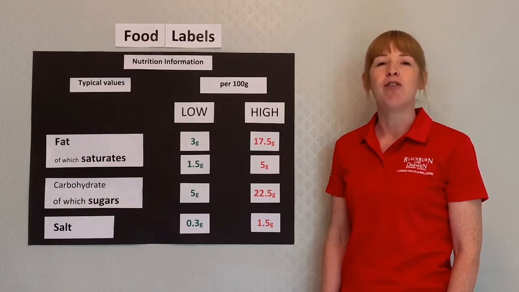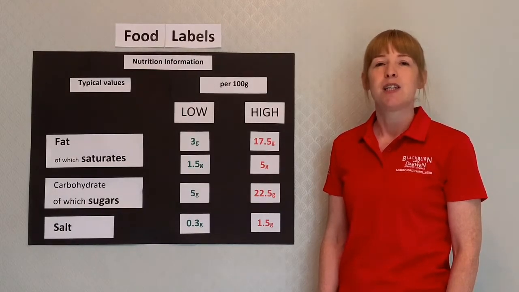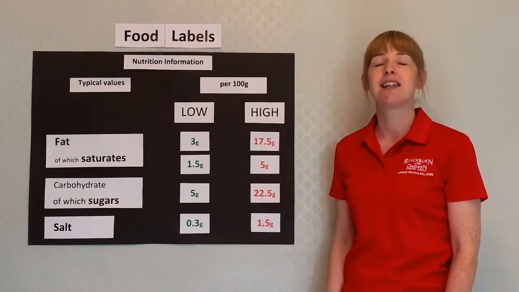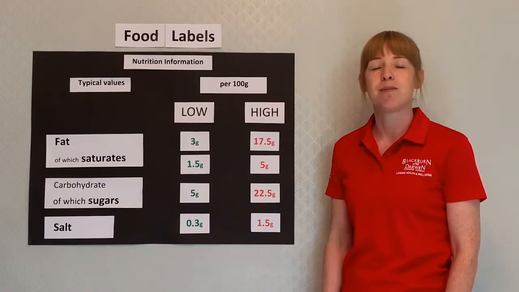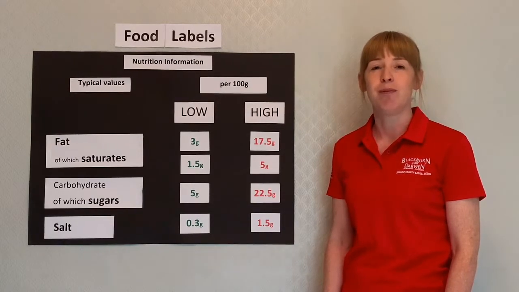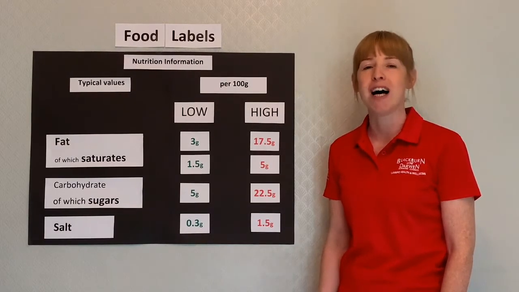And we're going to be looking at food labels. Specifically in this video, nutritional information and the guidelines and ingredients lists. The second video will show you the traffic light system and words used on packaging, like high fibre, low fat, low sugar.